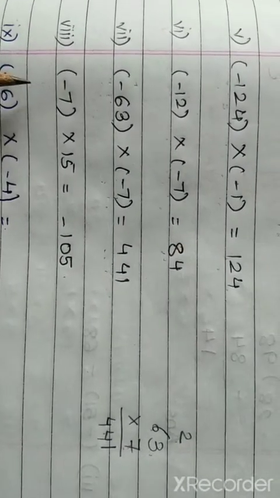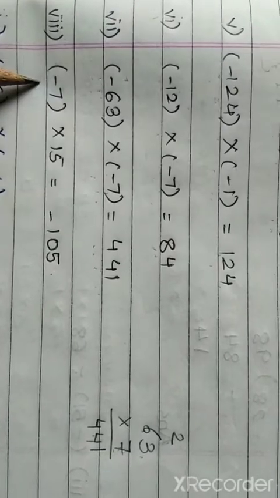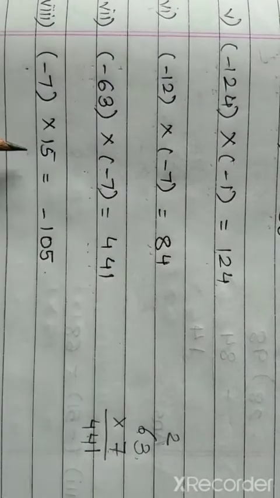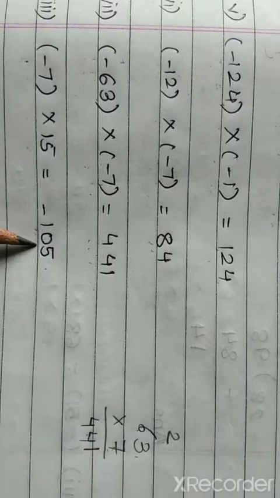Moving ahead to the last sum of this practice set, that is minus 7 multiplied by 15. 15 sevens is 105.